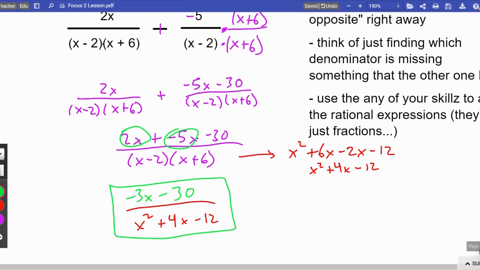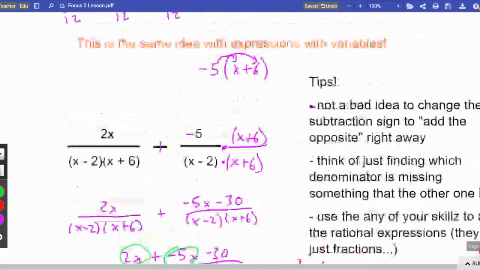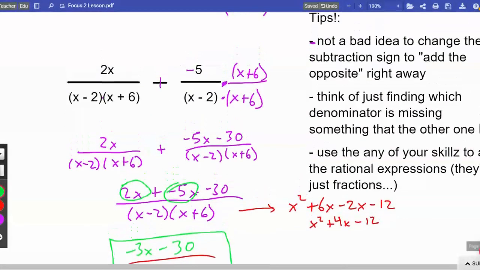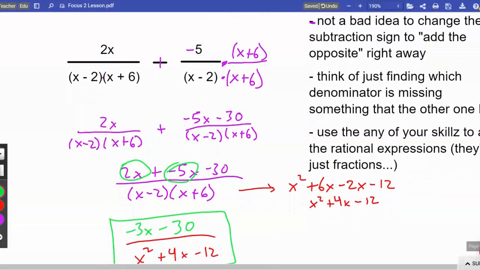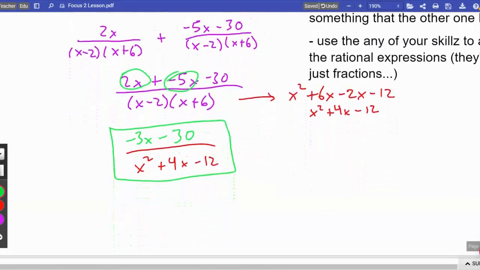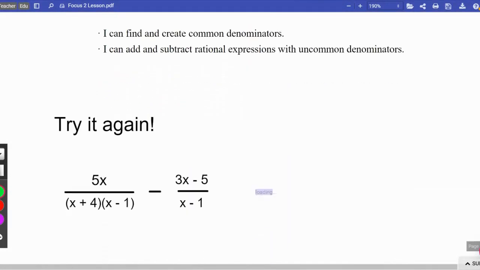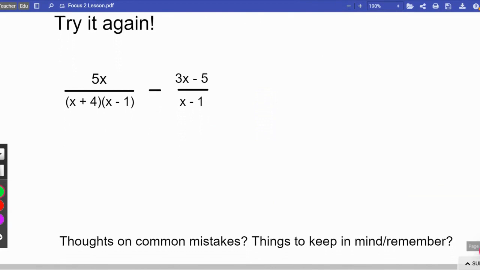So it tends to be a lot of step-by-step work, and I would keep on referring to this page, this slide right here, or this last segment of the video, because it describes every single piece of everything that you would need to do. So we'll try another one. Here's a different problem.